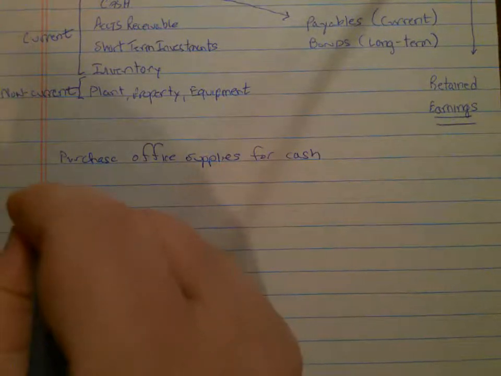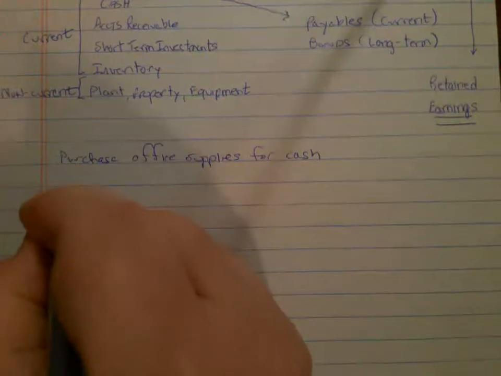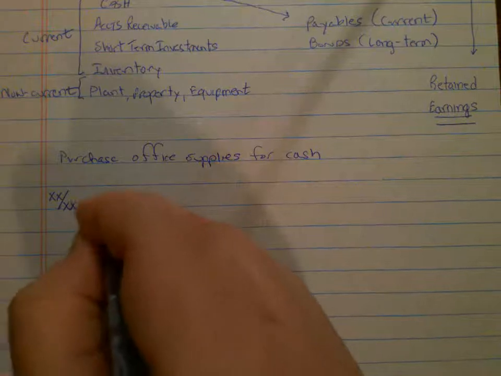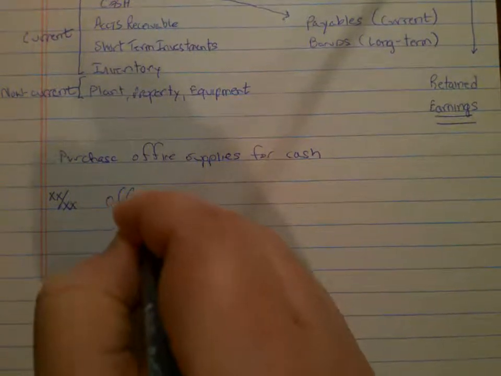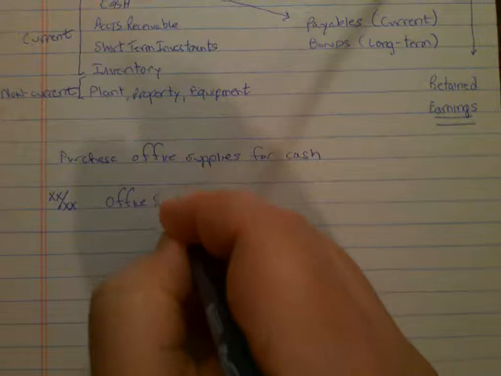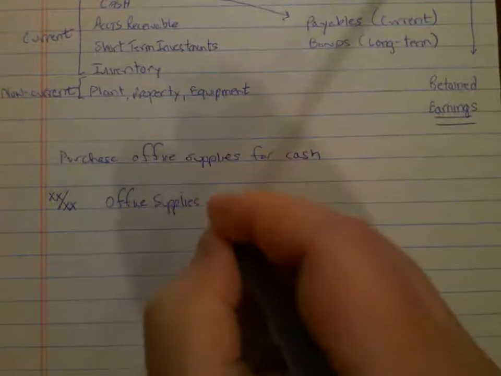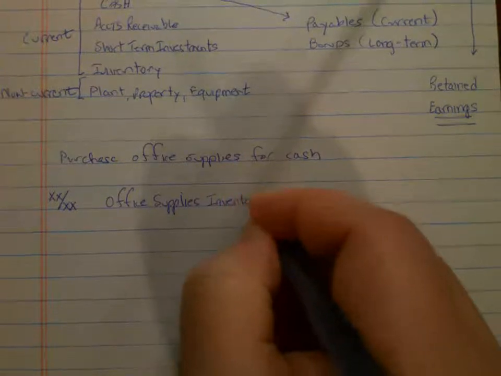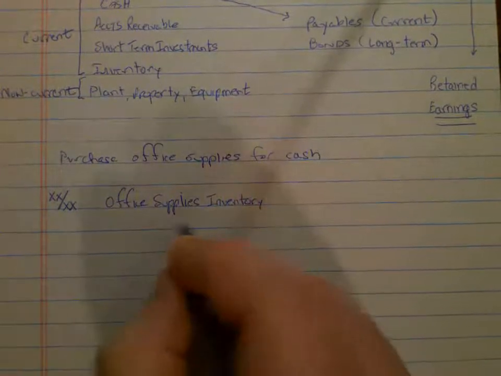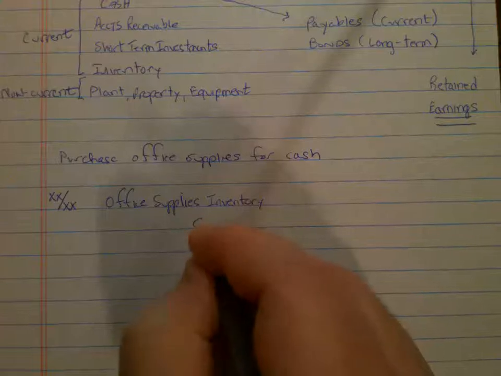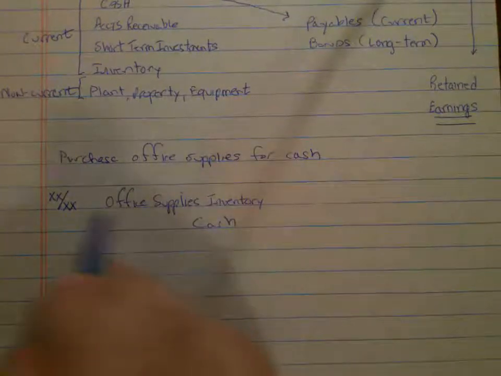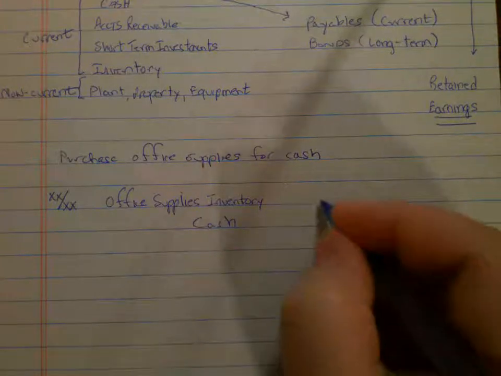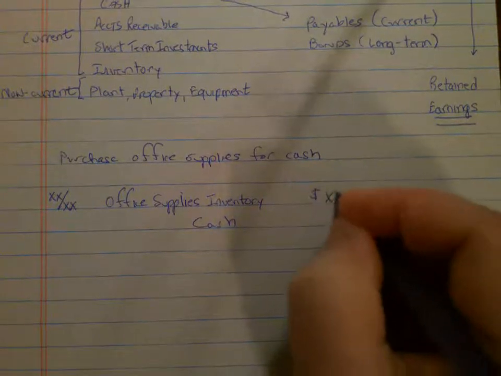The way that journal entry would show up, I'd have the date. Then I would have my office supplies, which is an asset. It can be office supplies inventory. I'm going to show you one variation here: office supplies inventory. This is one part of the journal entry. The other part is cash. Notice how I offset them. That's the way the journal entry would be set up, and then you'd have the dollar amount.